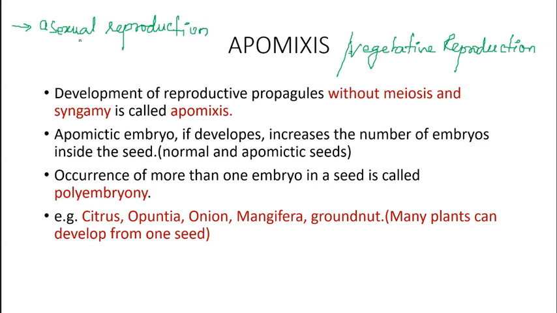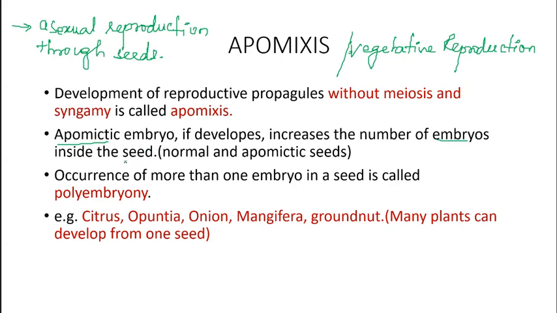Okay, now how does this happen? Now remember, this apomixis is a type of asexual reproduction. Very important. And the synonym is vegetative propagation. Now this process occurs in flowering plants through many different mechanisms. At first, we need to know what apomixis is. The apomictic embryo increases the number of embryos inside the seed. That means the number of embryos is increased in the seed.